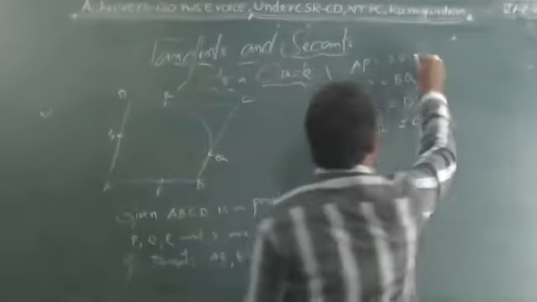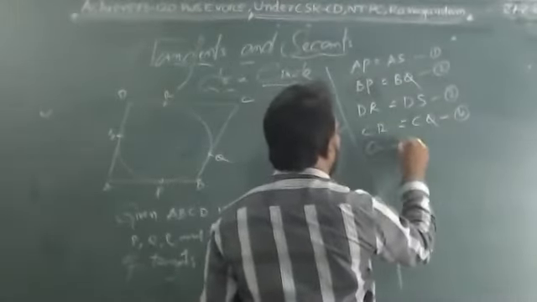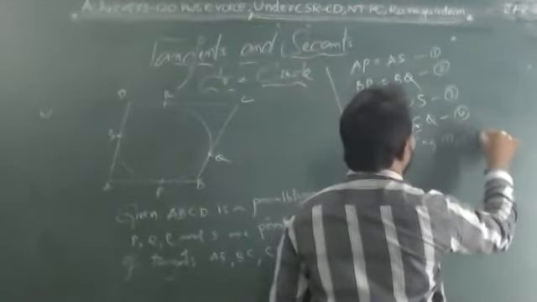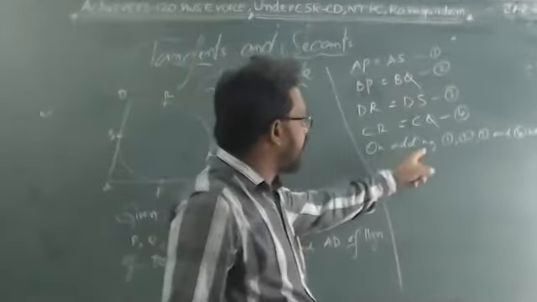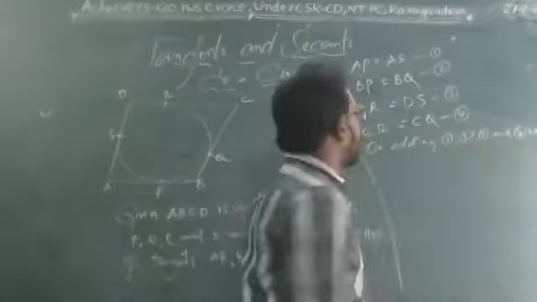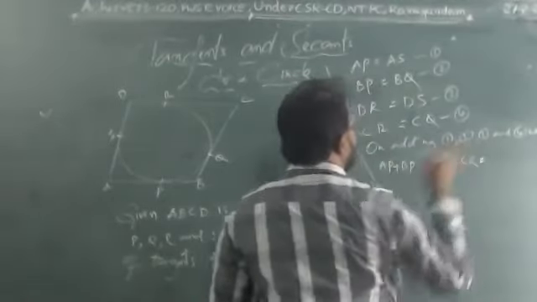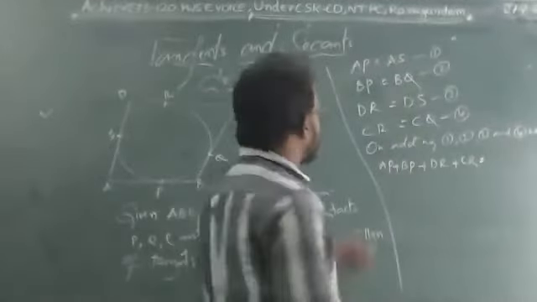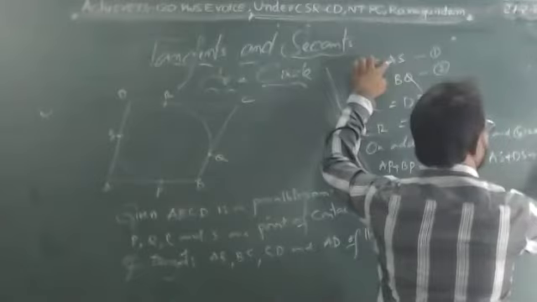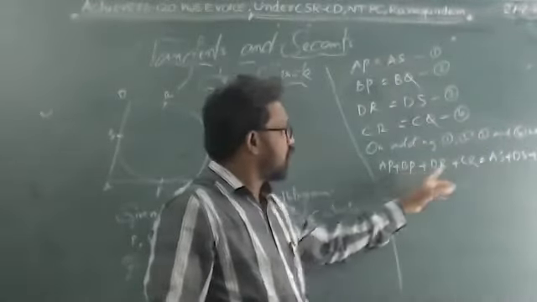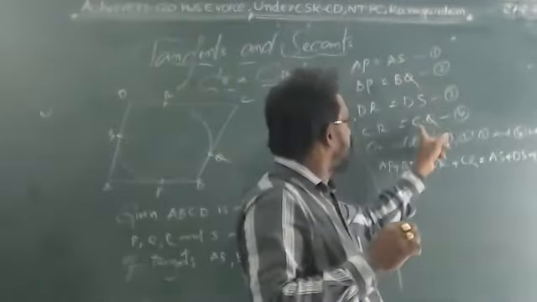Let us call these the first, second, third and fourth equations. On adding 1, 2, 3, 4, is it clear what we will get? AP plus BP plus DR plus CR is equal to AS plus DS plus BQ plus CQ. I added all the LHS sides, and the RHS sides also. AS and DS I wrote together because of S, and BQ and CQ because of Q.